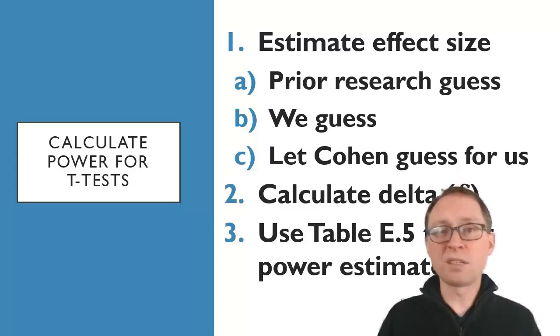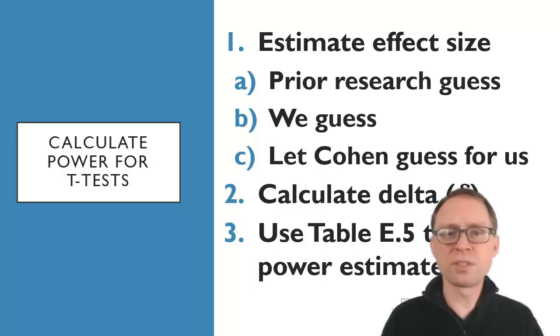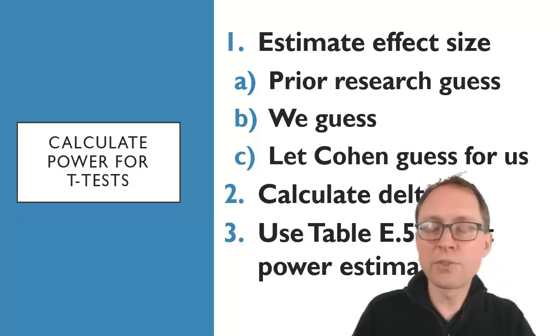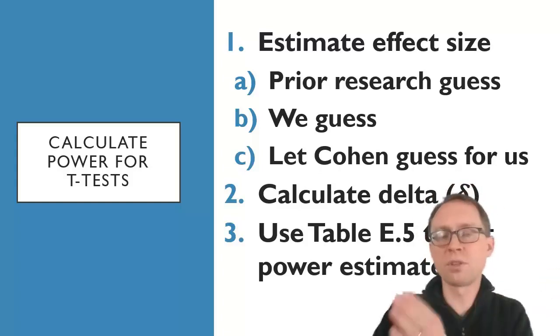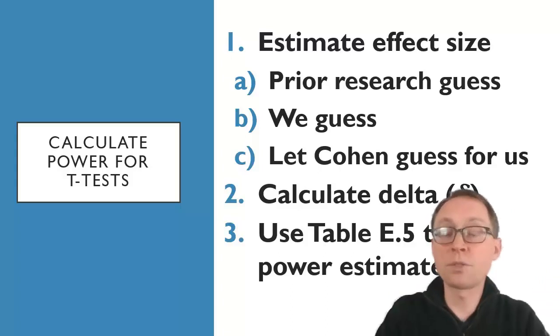Another way is you just guess, right? You say, well, I don't know. I've never done this love potion before, but my estimation is that it's going to make people really fall in love. Another way is to let Cohen guess for us. Cohen has some estimates of effect sizes, what's a small versus a medium versus a large effect. You can find those in the book if you want to.